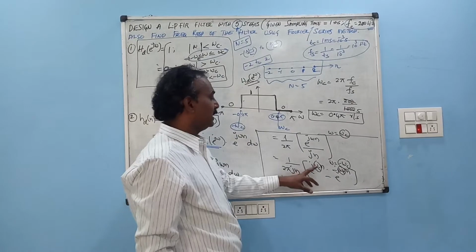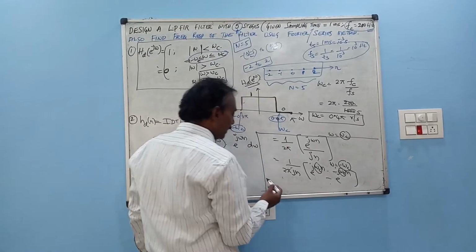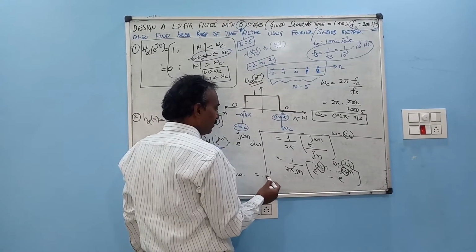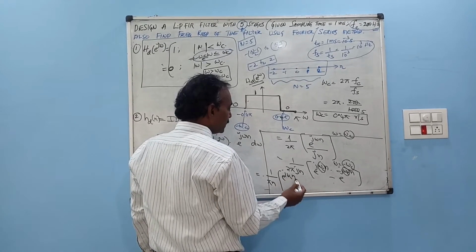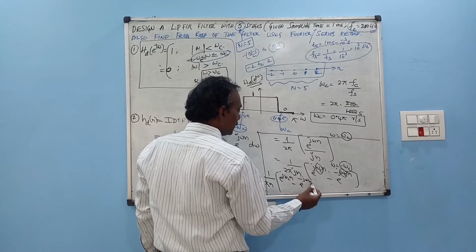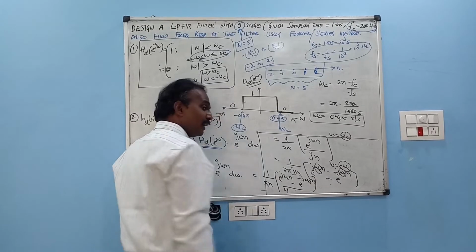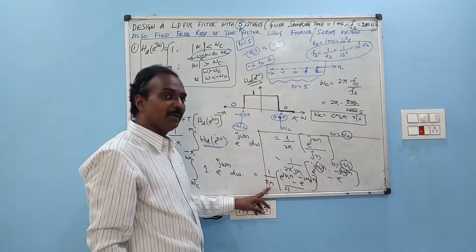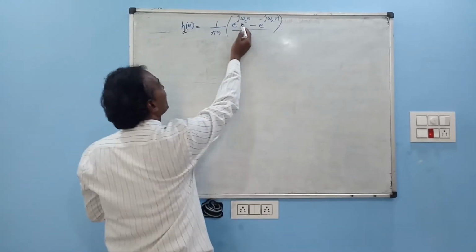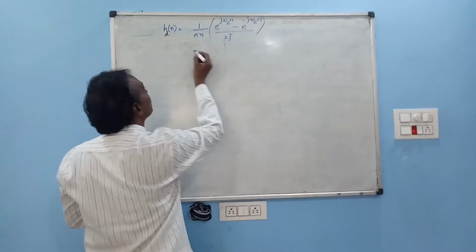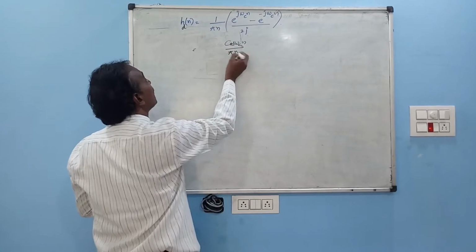Now e power j theta minus e power minus j theta, I can write by 2j if I take it here. So finally what we can write, 1 by pi n, now it is e power j omega cn minus e power minus j omega cn by 2j. So this is nothing but sine omega cn divided by pi n.